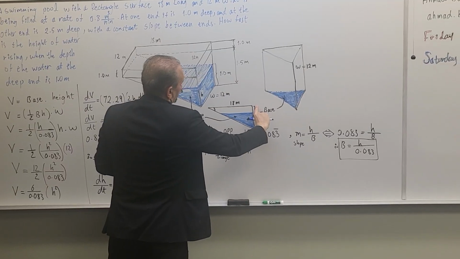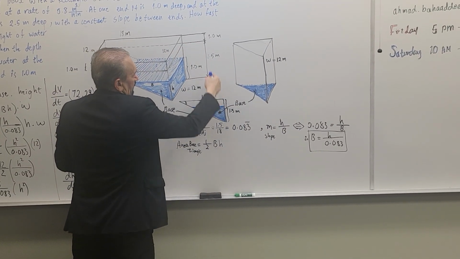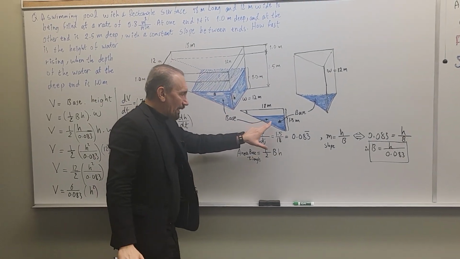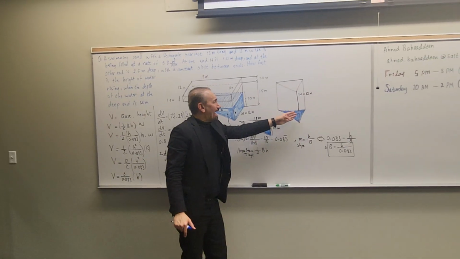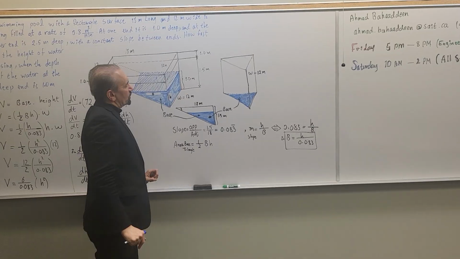There is 1 and 0.5, altogether 1.5. So this is 1, this is 0.5, altogether 1.5 from here to here. And this is the base. That's the base of the prism. And the height of the prism is constant. This is the width of the pool, so it's constant.